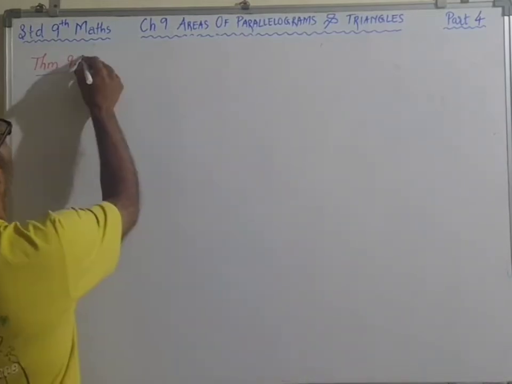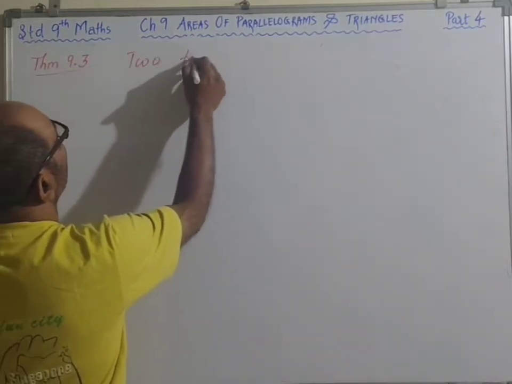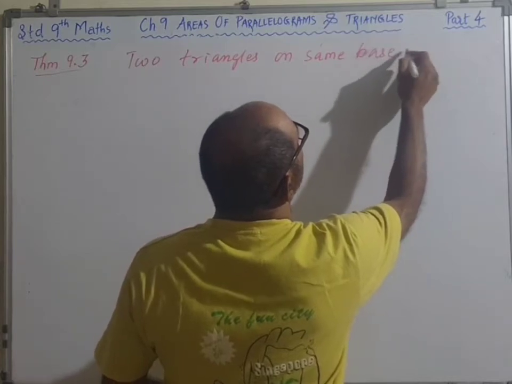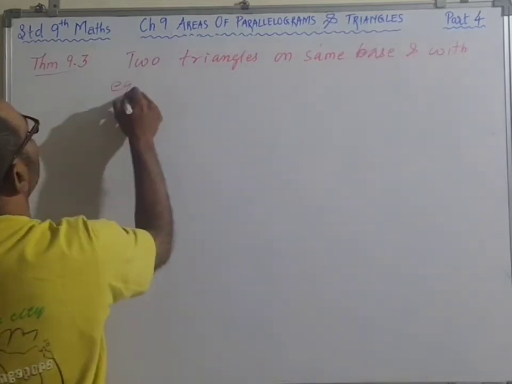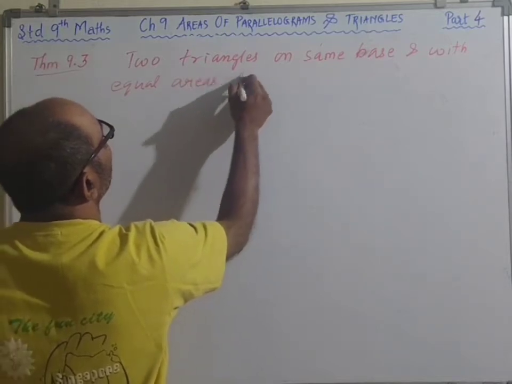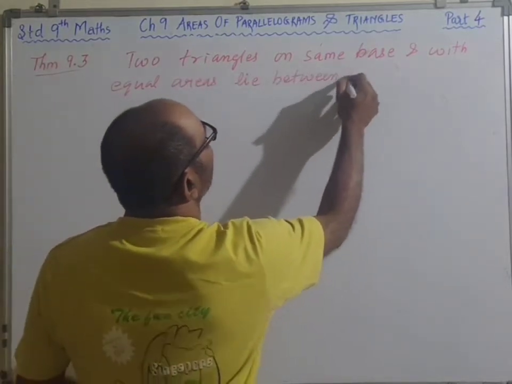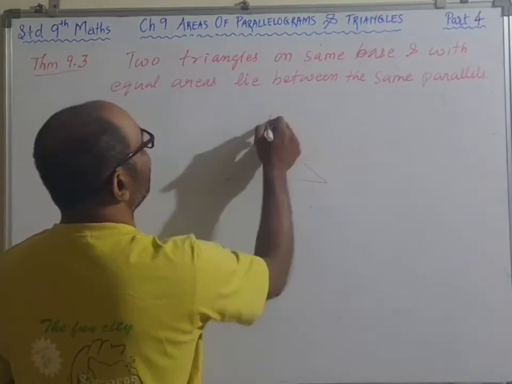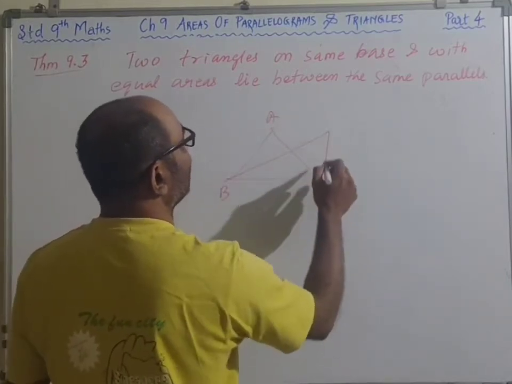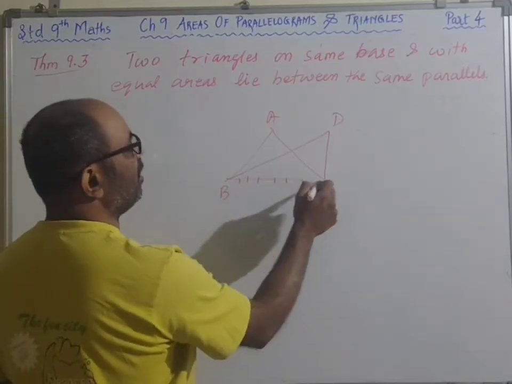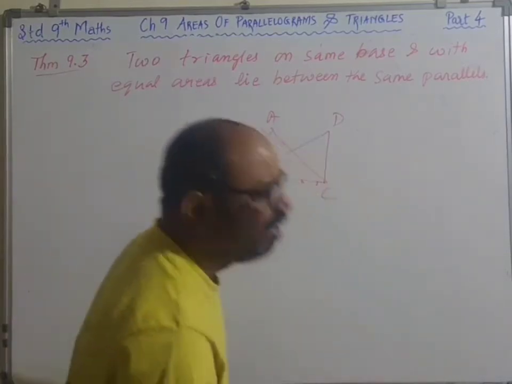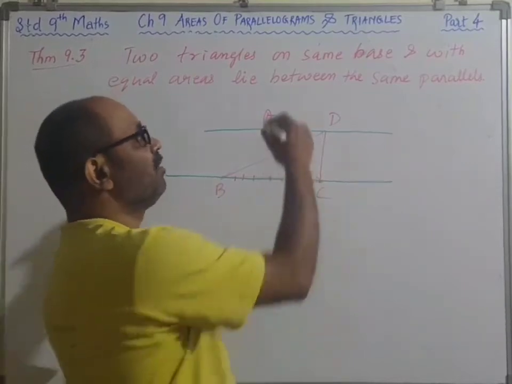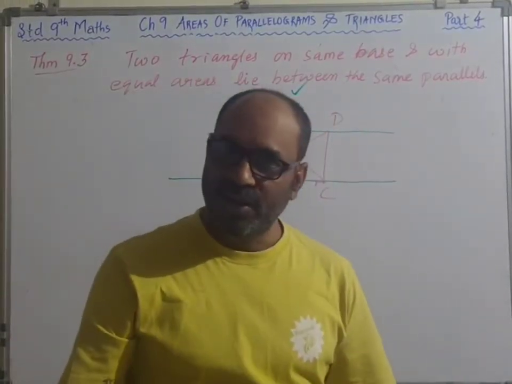What is the statement of theorem 9.3? Two triangles on same base and with equal areas lie between the same parallels. Children, here is one triangle ABC. There is another triangle BCD. They lie on the same base and area of both these two triangles are equal. Then definitely they lie between the two parallel lines BC and AD. That is what the statement says. Theorem 9.3. We are not going to prove it.